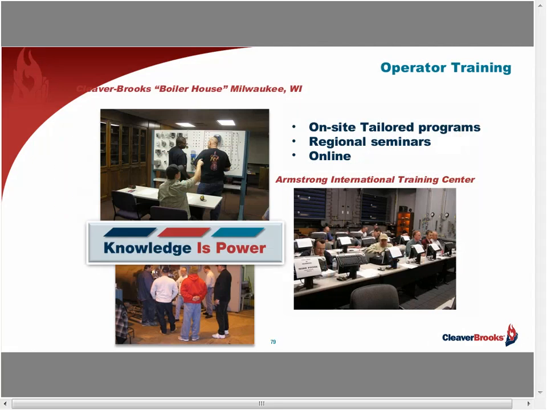The last thing I wanted to mention about making the boiler room as safe as possible is the extreme importance of training. You know, knowledge is power, and that phrase really needs to resonate when it comes to being knowledgeable in the power plant, because it impacts all three drivers, be it efficiency, reliability, or safety.